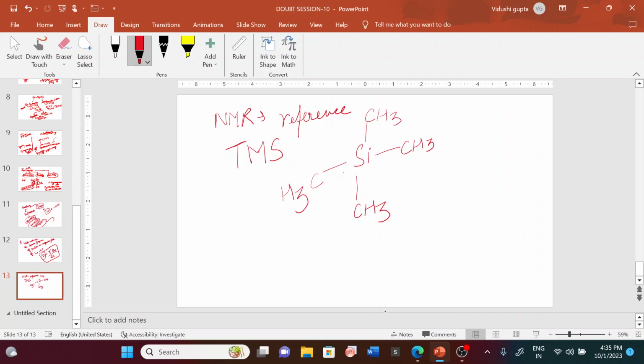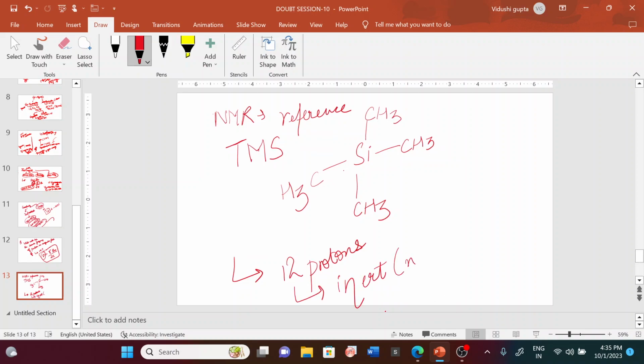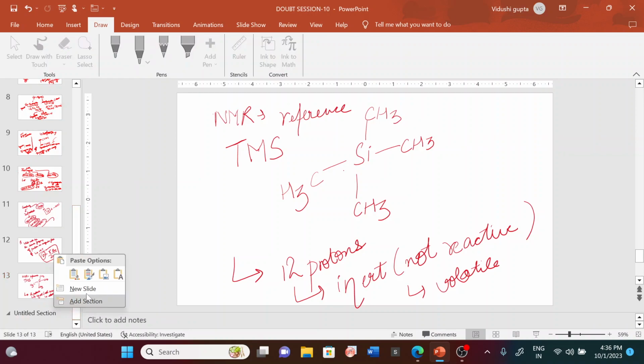Why do we use TMS as a reference? Because all the protons, it has 12, 3 plus 3 plus 3 plus 3, it has 12 equivalent protons. It is inert, that is, not reactive. It is volatile. So that's why we use TMS as a reference for NMR.